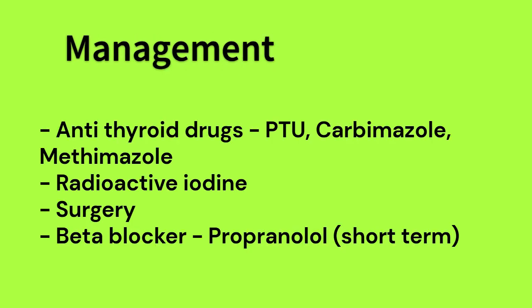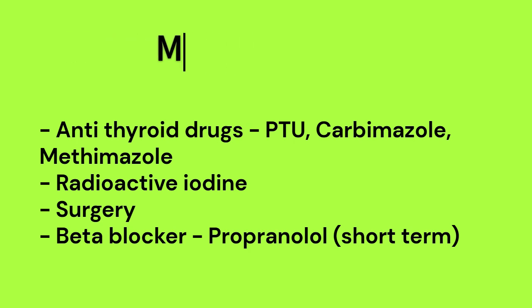In the management, we can either give the patient antithyroid drugs like propylthiouracil, carbimazole, and methimazole. We can also give radioactive iodine. So the way this works is that increased amount of iodine will inhibit the gland from taking up more iodine, which is called the Wolff-Chaikoff effect. Surgery is also a choice in case of goitrous enlargements or in case of a tumor. And beta blockers like propranolol are given for short term management of symptoms like anxiety or tremors or palpitations.